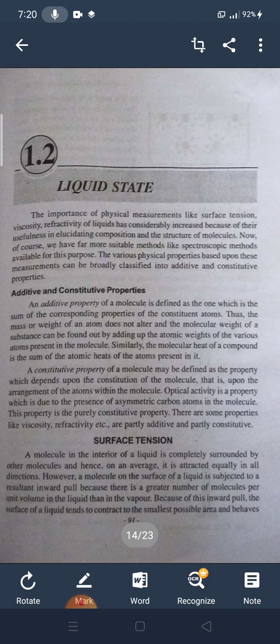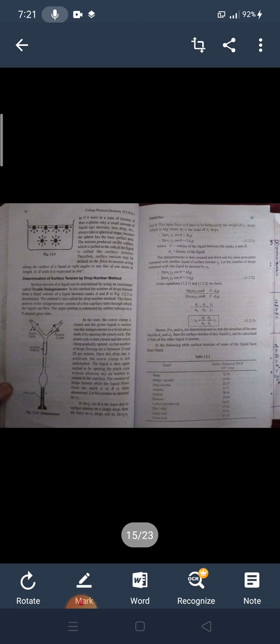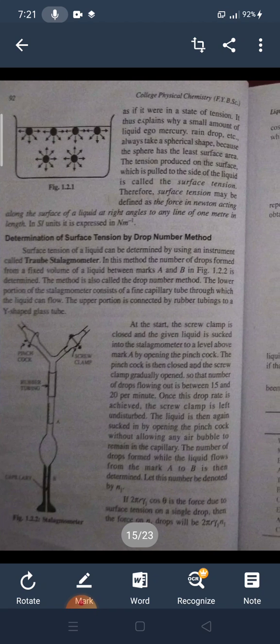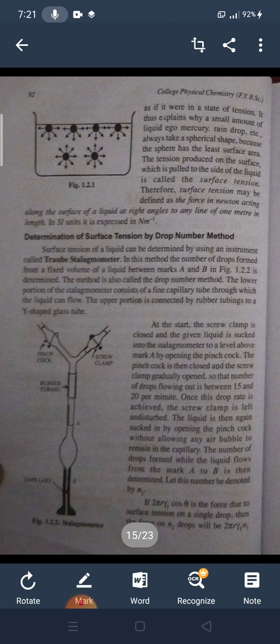Surface tension. A molecule in the interior of a liquid is completely surrounded by other molecules and hence, on an average, it is attracted equally in all directions. However, a molecule on the surface of a liquid is subjected to a resultant inward pull because there is a greater number of molecules per unit volume in the liquid than in the vapor. Because of this inward pull, the surface of a liquid tends to contract to the smallest possible area and behaves as if it were in a state of tension.